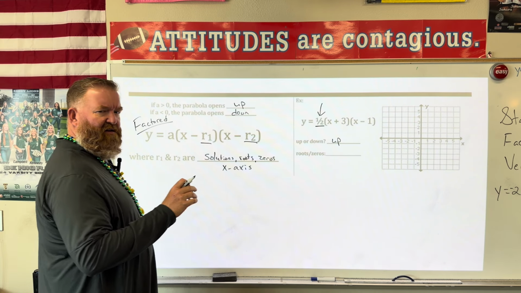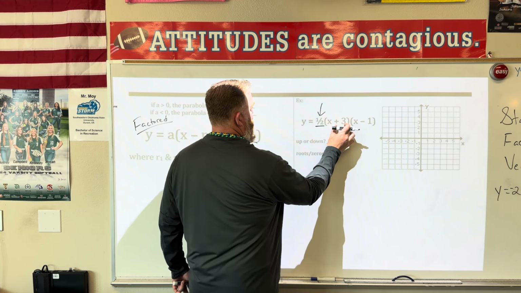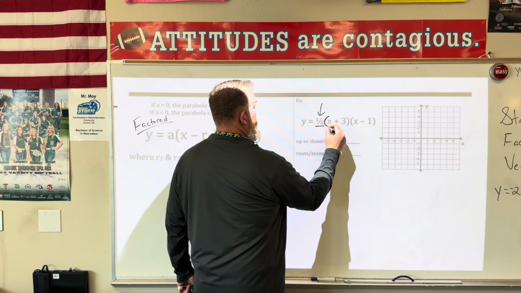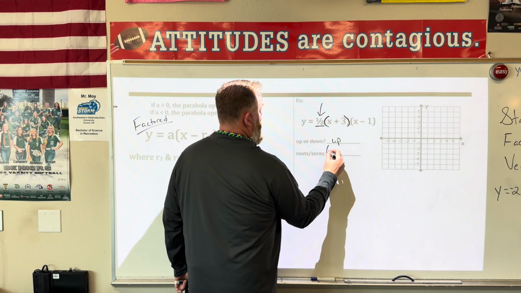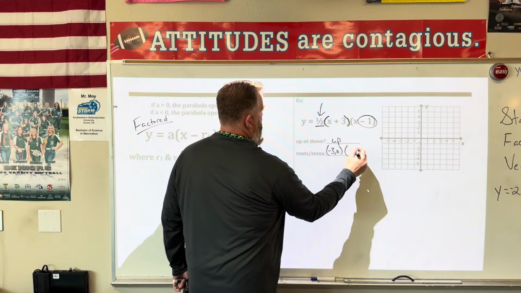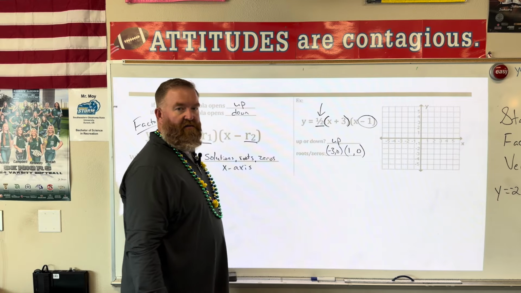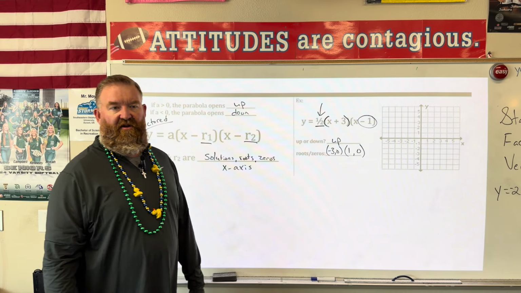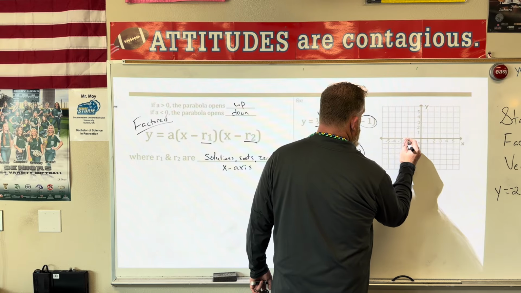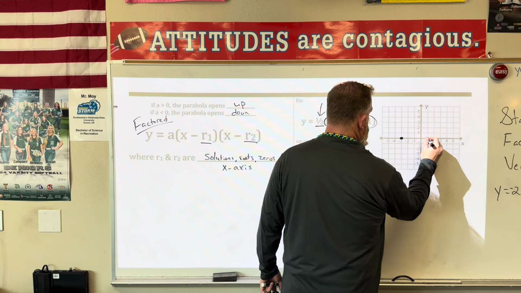All right, here we go. Positive 3? What's my root? Well, remember, if it's in parentheses, negative 3, 0. And what's the other one? It'd be positive 1, 0. Yes? Everybody good on that? All right, so if I had to plot this, it would be negative 3, 0 and positive 1, 0, correct?